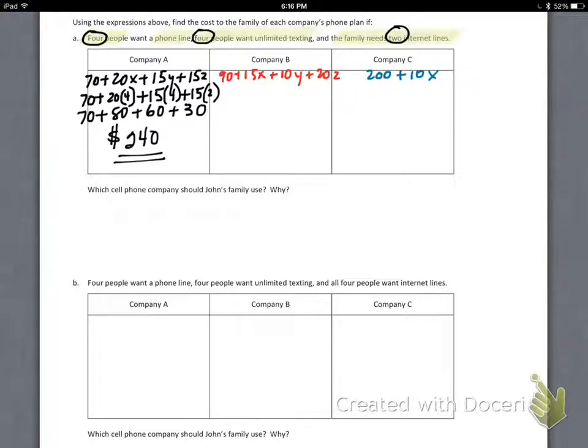So let's go ahead, should we do B together? Why don't I just have you pause right now, do B and C in this scenario, and when you come back we'll look at what I have too.